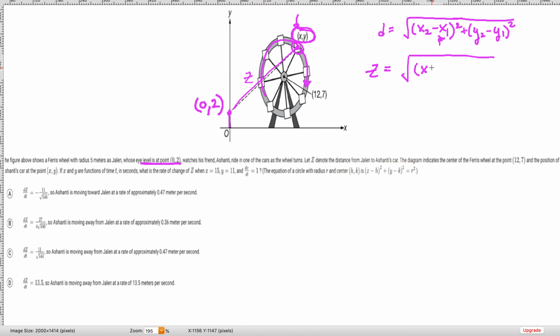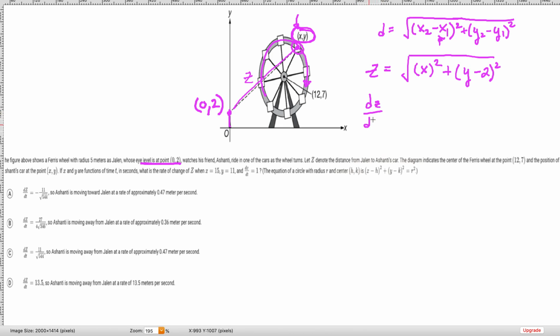So it's x2, which is just x, minus this x value, which is 0. So it just becomes x squared, because x minus 0 squared is just x squared, plus y minus 2 squared. And this gives you this distance z as this point x, y goes around. What you're looking for in this case is dz dt.